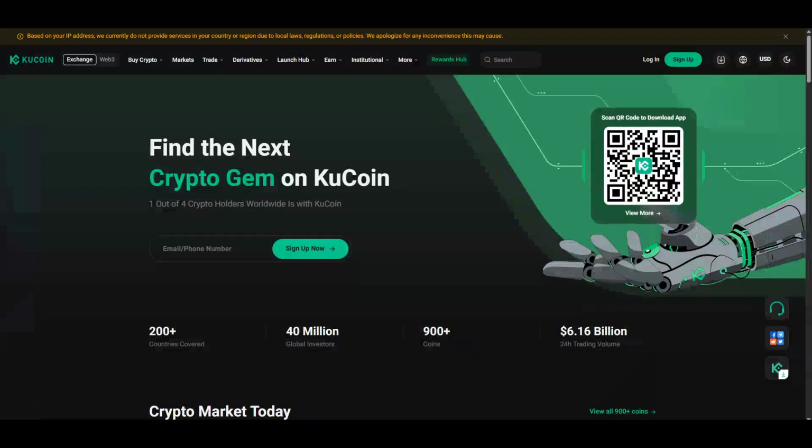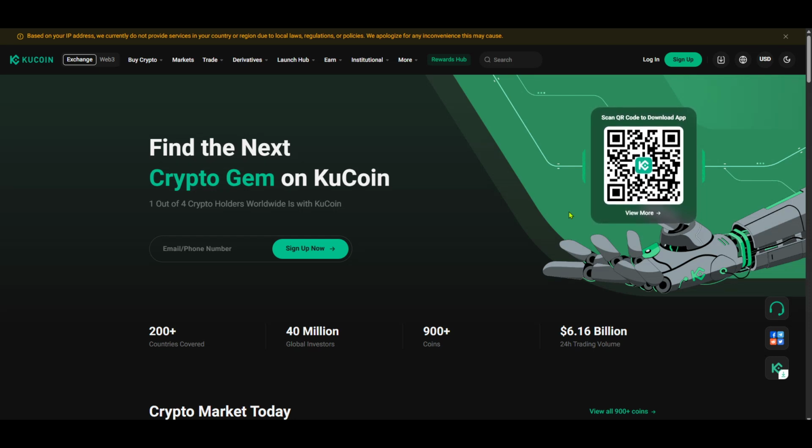In today's video, I'm going to teach you how to trade 3x leveraged tokens on Kucoin without the risk of liquidation. This trading strategy allows you to go long or short, providing a flexible investment approach. So, let's dive right in and get started.